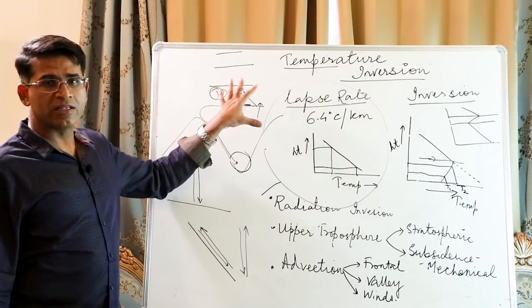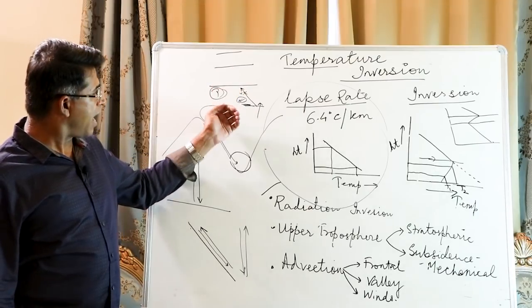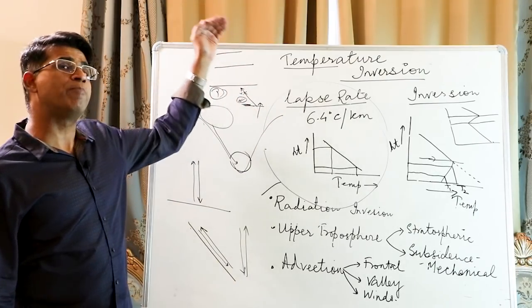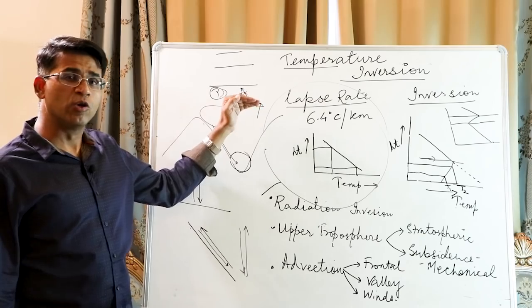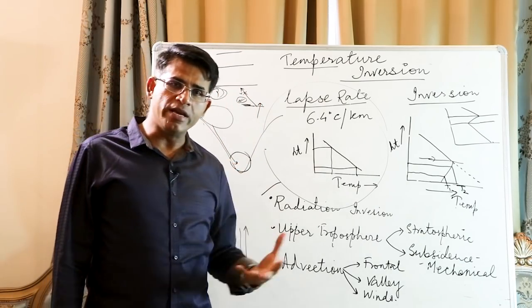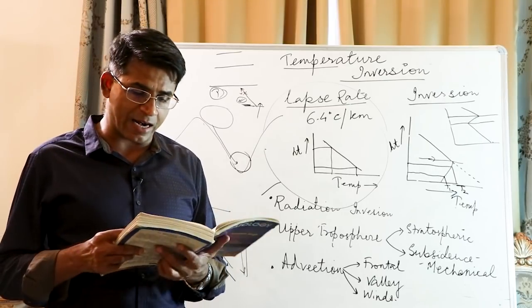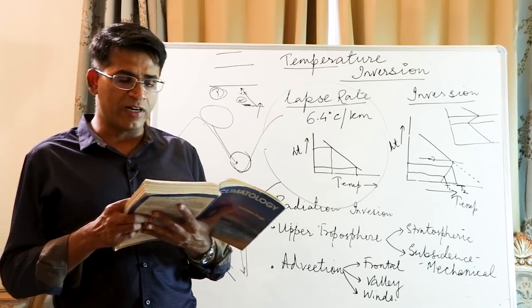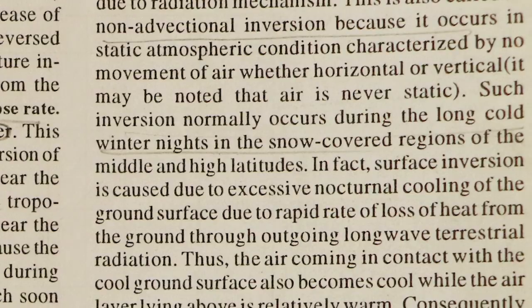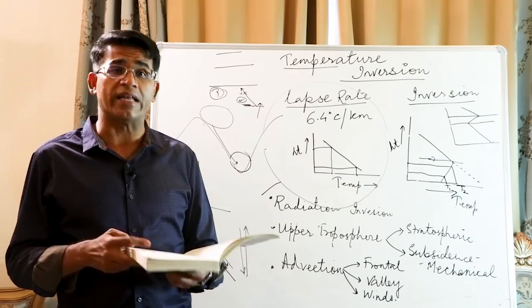This air is not disturbed, and the energy is being lost by radiation. The surface is losing heat by radiation, cooling the surface and also the air in contact with it. Such inversion normally occurs during long, cold winter nights in snow-covered regions of mid-latitudes and high latitudes. In fact, surface inversion is caused due to excessive nocturnal cooling, nighttime.